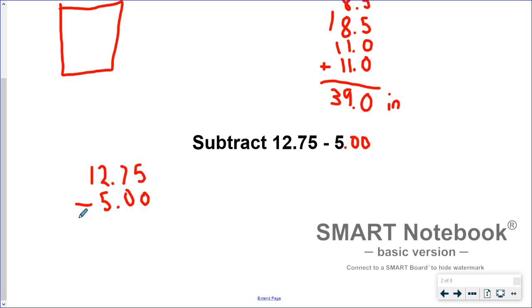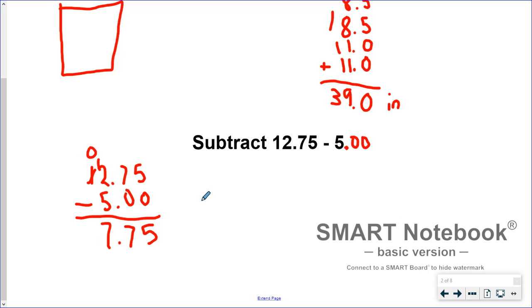Okay, so putting that decimal point in there hopefully is going to help you today. If you see a number that doesn't have a decimal in there, put that decimal in right away so you don't get too confused. And then subtract: 5 minus 0 is 5, 7 minus 0 is 7, bring that decimal point down. This becomes a 0, which becomes a 12. So 12 minus 5 is 7. So this answer would be 7 and 75 hundredths.